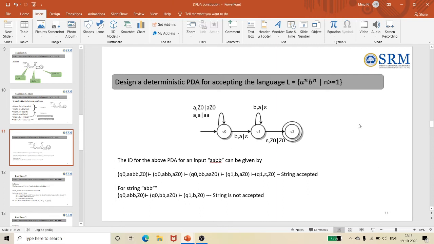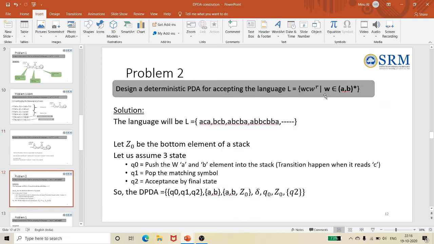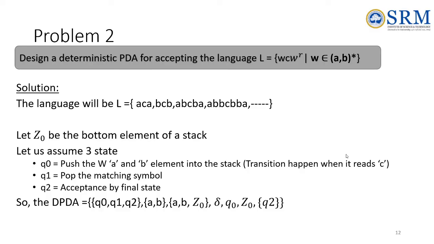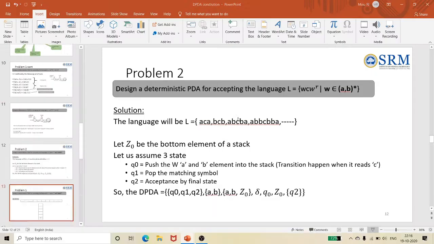Next, this is an example for A^N B^N. Similarly, let me show an example for another traditional language, that is W C W^R, where W is a string which belongs to {A, B}. That is, if W is A, then W^R is A. That is the reverse: if W is ABB, then W^R is BBA. It is a kind of palindrome with a C in the middle. For this kind of language, how can we handle it?